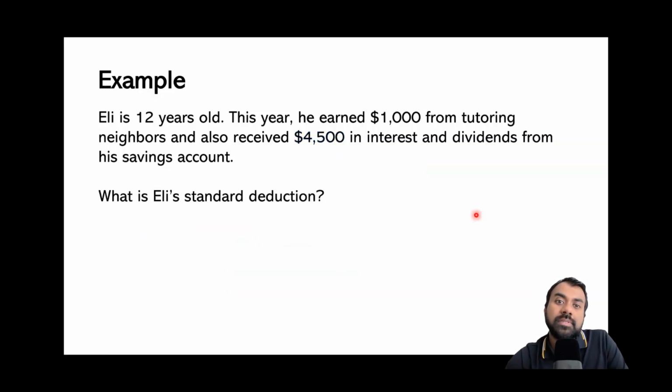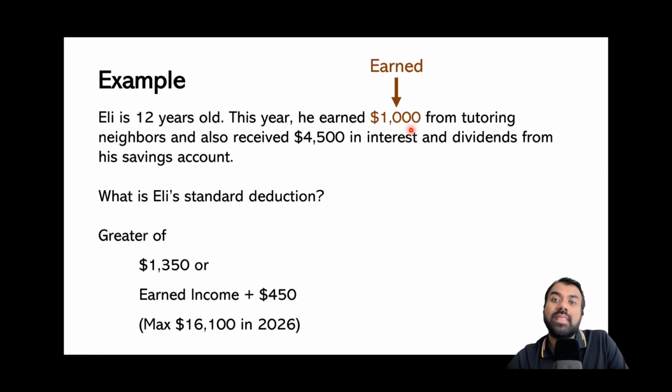Now, sometimes the question asks about the child's standard deduction. So let's figure out what Ellie's standard deduction will be. Again, to figure out the standard deduction, we need to first figure out the earned income, which is $1,000 in this case, and then we need to apply this formula. The formula says the standard deduction for the child is going to be the greater of 1,350 or earned income plus 450, whichever is greater. So in this case, our earned income is 1,000, and this is the number that we are going to plug in here.